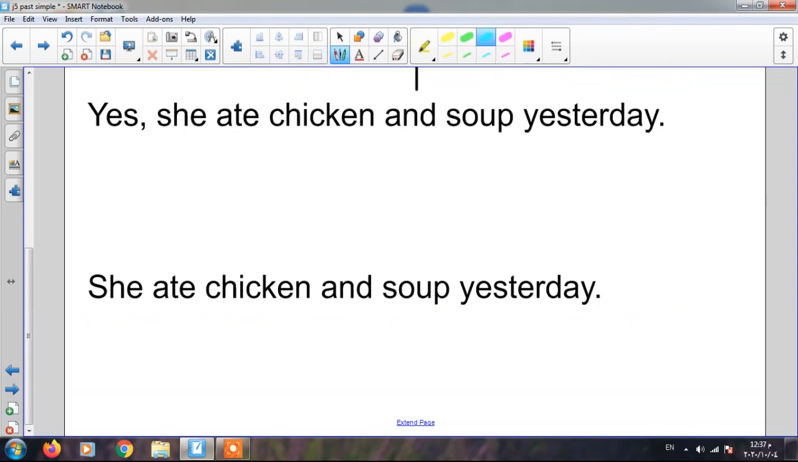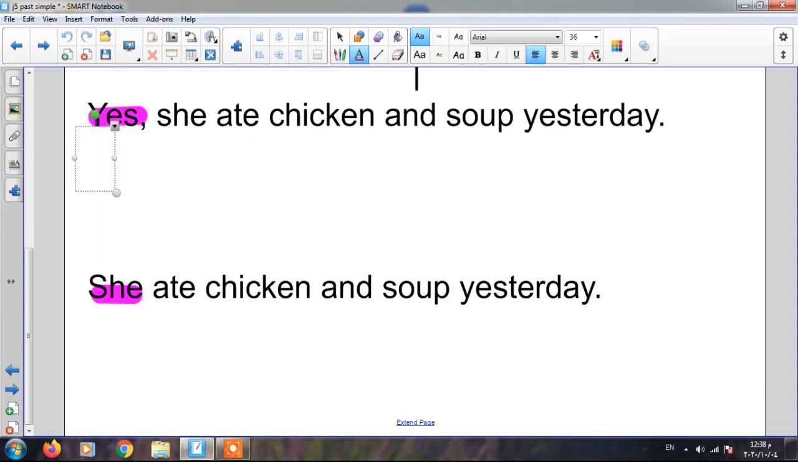So let's look. Whenever you want to make a question, you have to be careful. So you look at the first word first. The first word here is yes. It means yes and no question. Okay, the first word here is she. So this is not yes and no, so it means WH. That's correct.